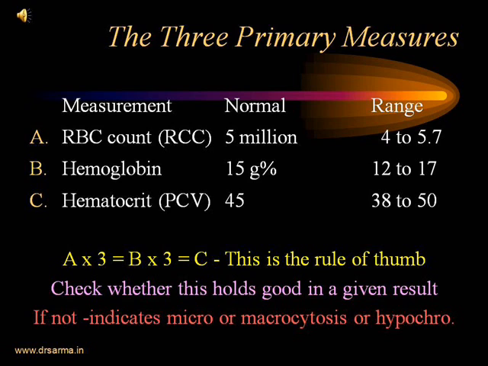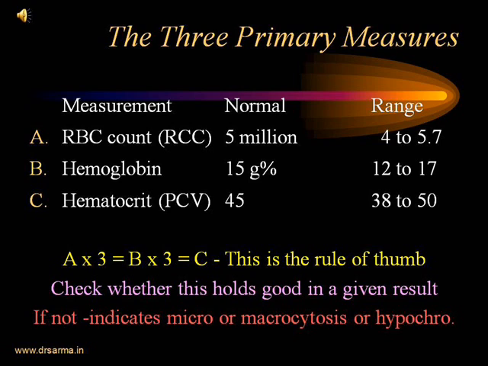How to easily remember this relationship? 5 million is the RBC count. 3 times that, 15 grams, 3 times of 5, is the hemoglobin. 3 times of that, 45, 15 into 3, is the hematocrit. This is the rule of thumb. In any given report, we have to check whether this relationship between RCC multiplied by 3 is equal to hemoglobin multiplied by 3 is equal to 45 holds good or not.